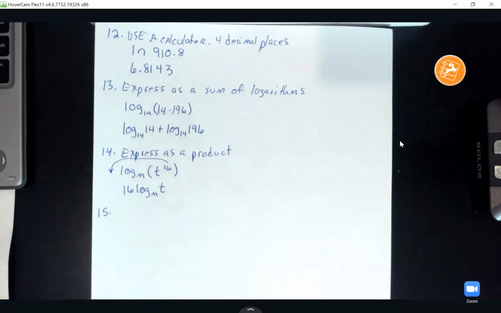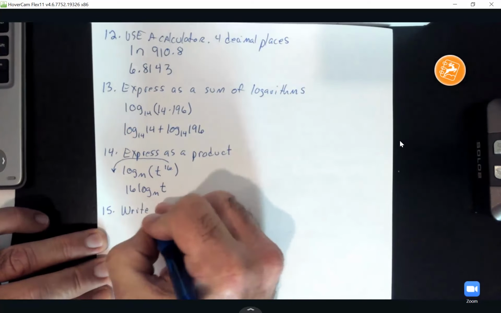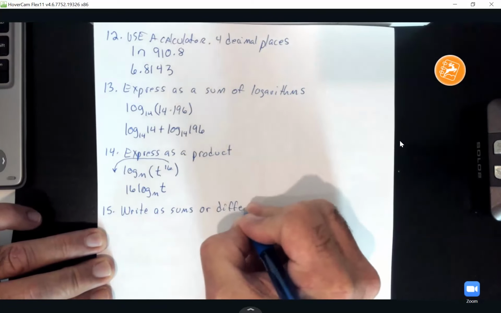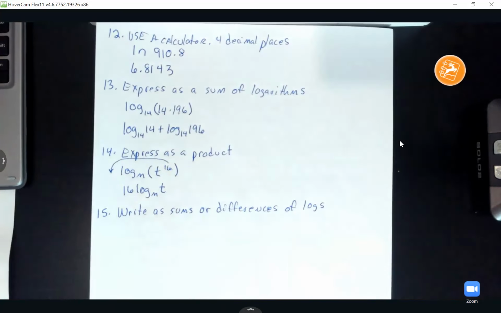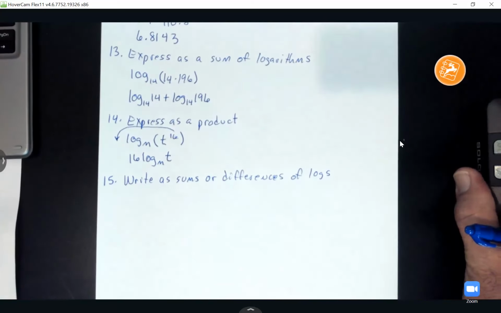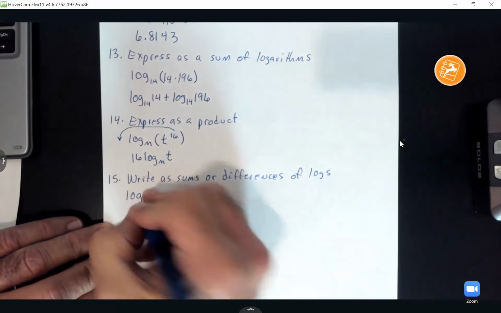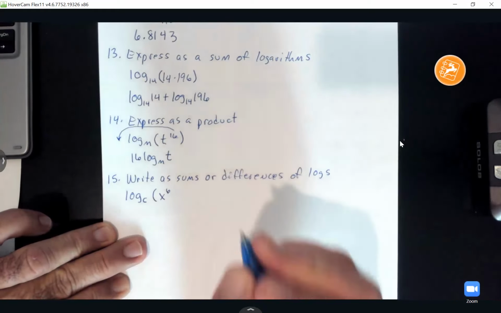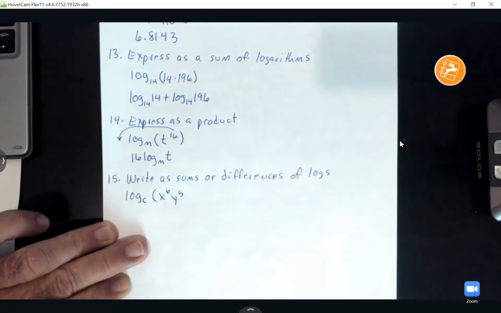All right, 15 said, write as sums or differences of logs. So let's see which one we're going to do. This is a log base C of x to the 6th, y to the 5th, and z.